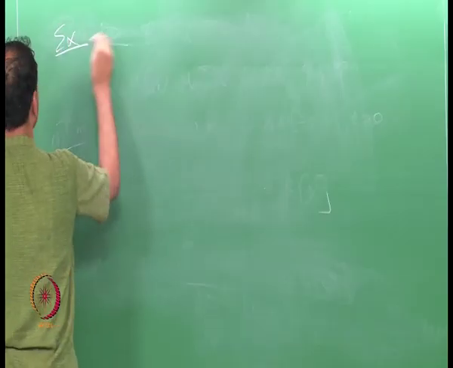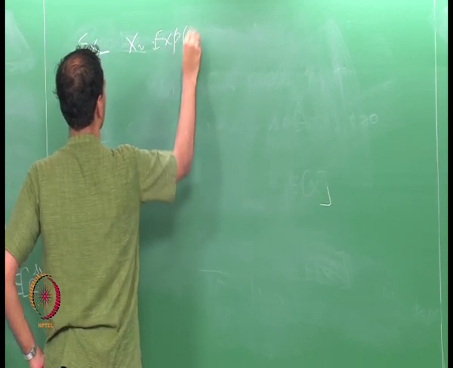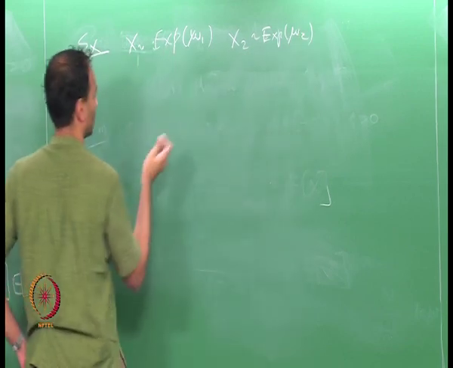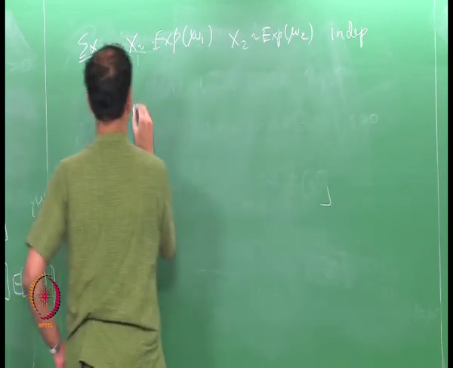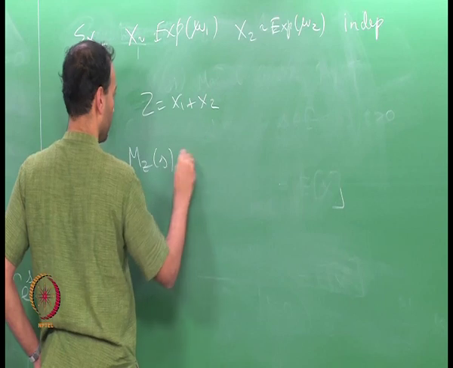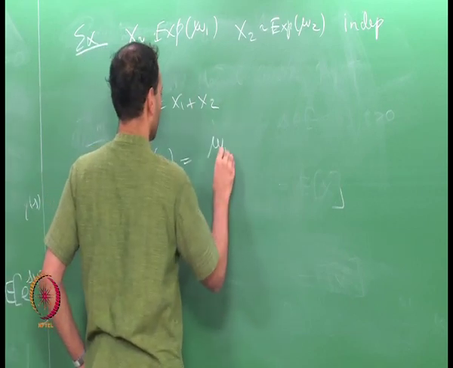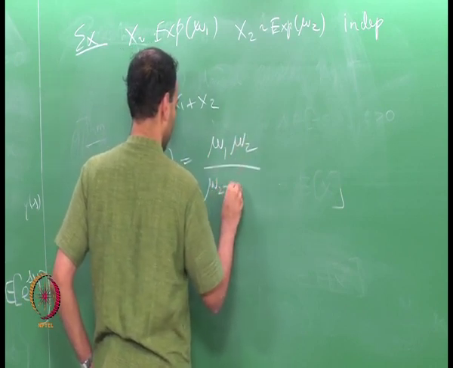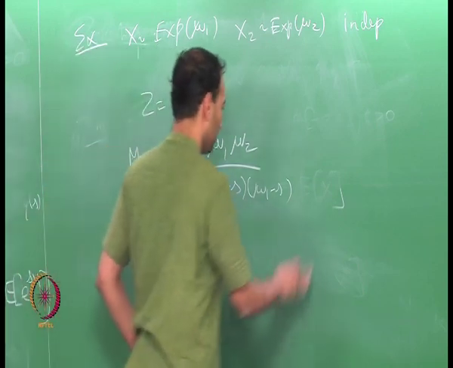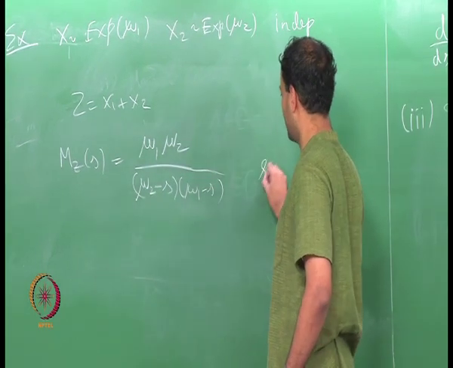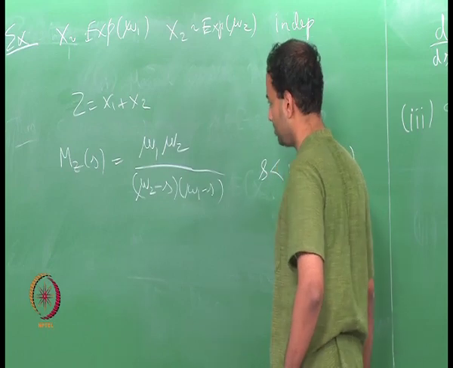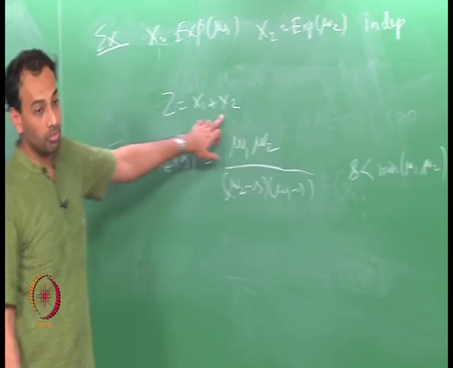For example, if X1 is exponential with parameter mu 1 and X2 is exponential with parameter mu 2, and X1 and X2 are independent, and Z is equal to X1 plus X2, then M_Z(s) will be the product of the two moment generating functions, which will be mu 1 mu 2 over (mu 2 minus s) times (mu 1 minus s). I am just multiplying the two moment generating functions, and this will be valid for s less than the smaller of the two, the minimum of mu 1 and mu 2. So, this is the moment generating function of the sum.